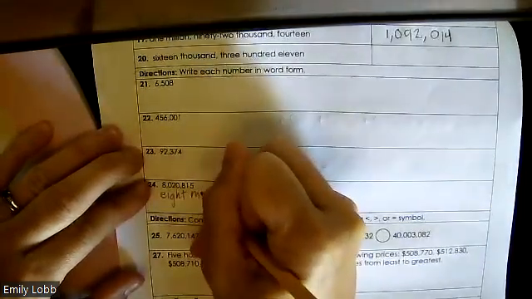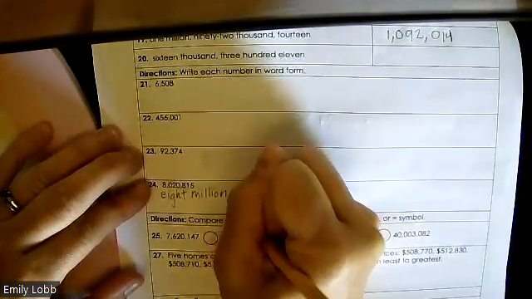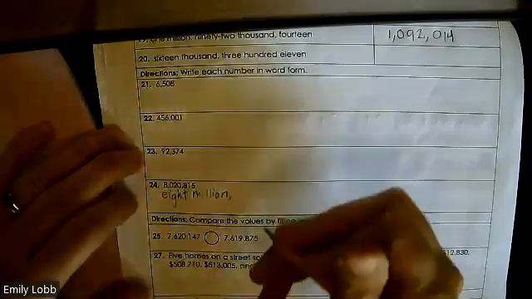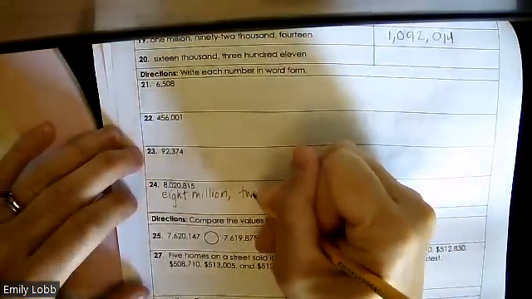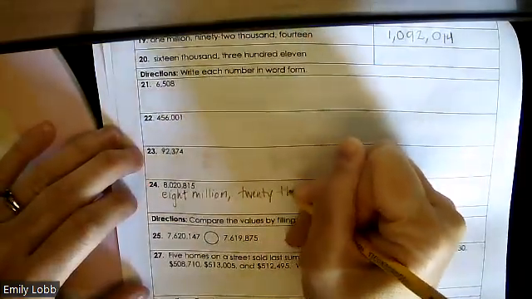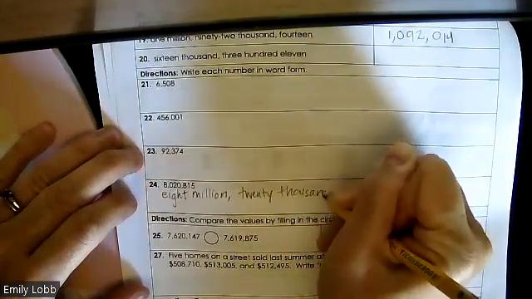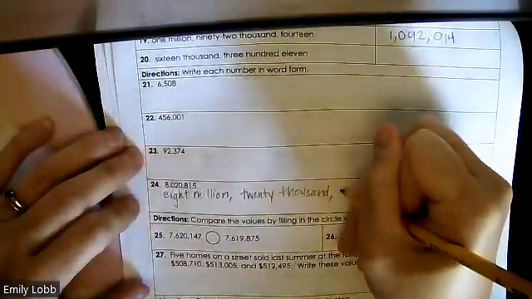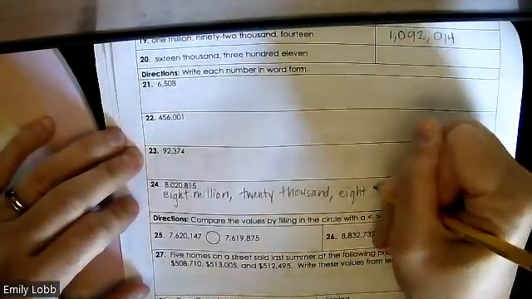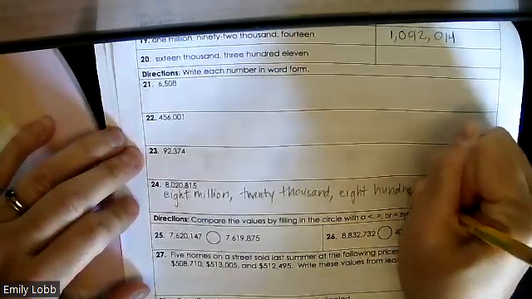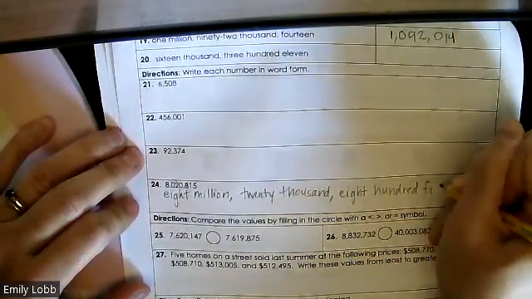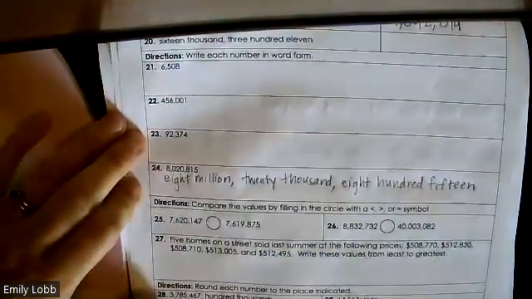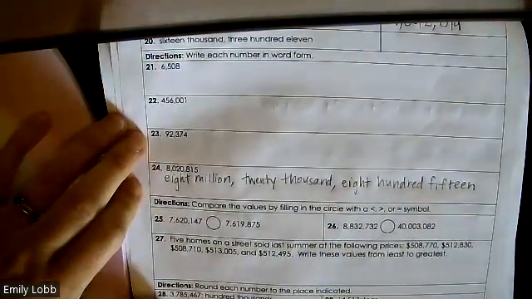8 million. Remember, if there's a comma in the number, there's a comma after the word. 20,000. So I'm going to write 20,000. And then there's a comma there as well. 815. So I'm just writing 815. So hopefully you were able to write all of those in word form.